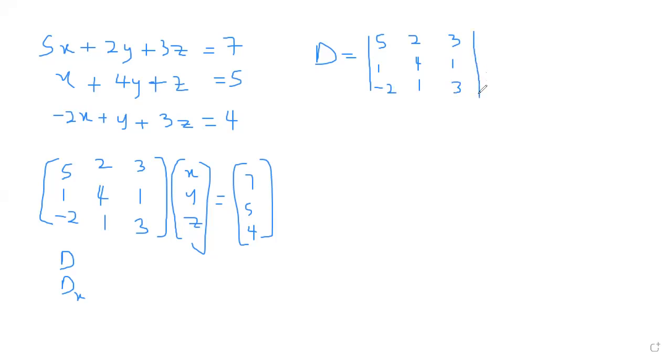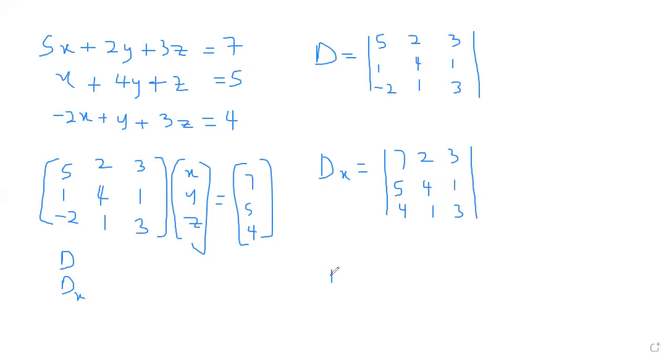Okay. So maybe you can be thinking about that whilst I write for dx, dy, okay? Or you can be solving it in your head. So dx means you replace the x coefficients with the solution. So that will be 7, 5, 4. And the others remain the same. So 2, 4, 1, 3, 1, and 3.